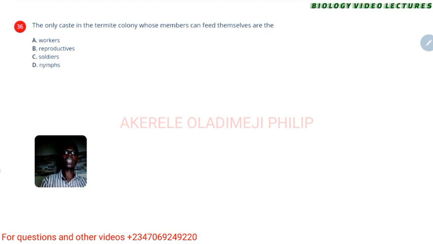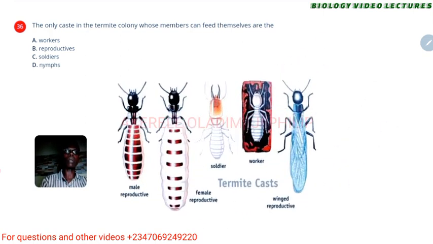The only castes, or some call it castes, I'm not sure of the pronunciation, in the termite colony whose members can feed themselves are, to start with, what are the castes, the members we have there?